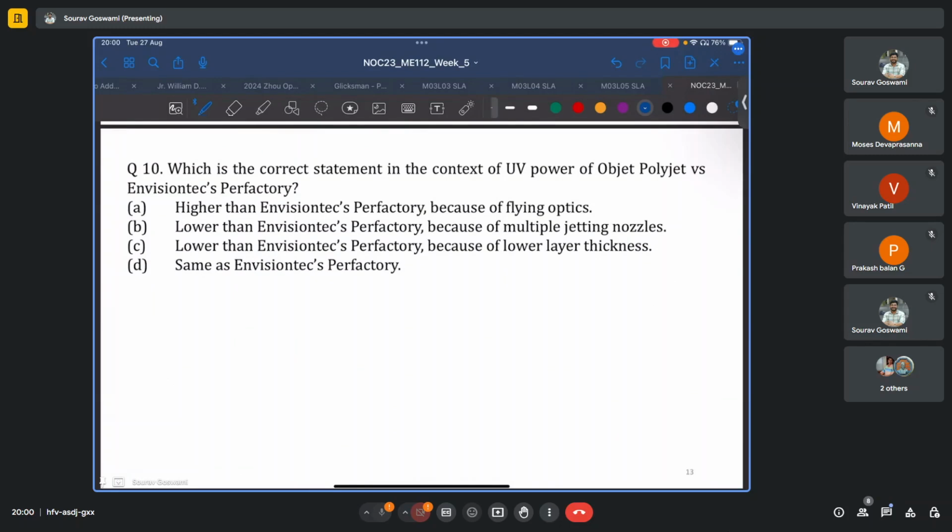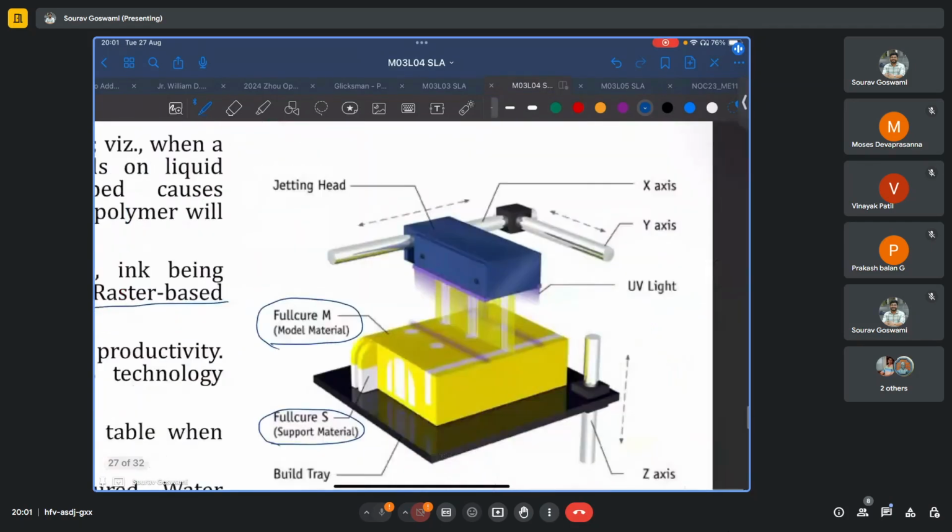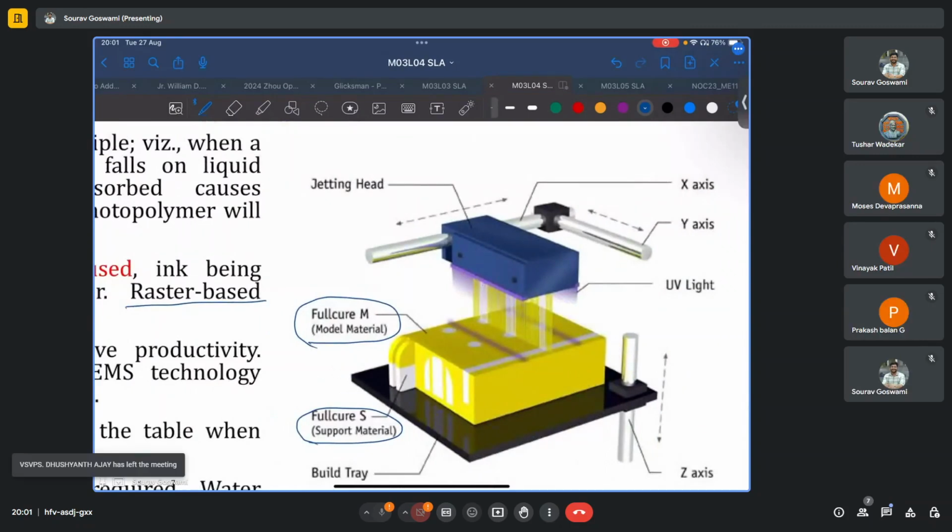Question 10 is asking us which is the correct statement in the context of UV power of Objet PolyJet versus Envisiontec Perfactory. So let us try to think about it. In Objet PolyJet, as we just saw, a curtain of the liquid resin is dispersed through the nozzles and it is almost instantaneously cured by the UV lights that are mounted on the dispensing head itself. Since this process is very quick, almost instantaneous, the UV light must be of sufficiently high power.